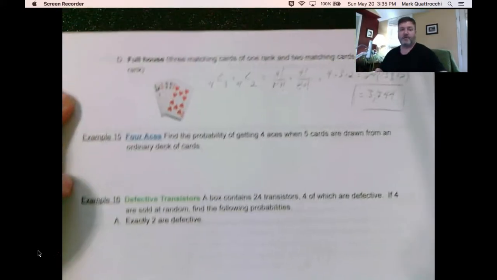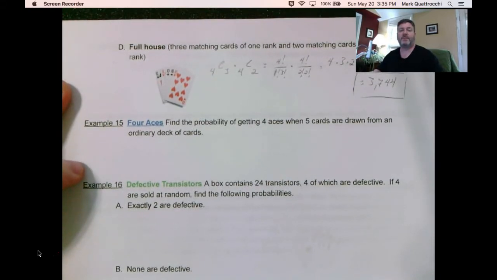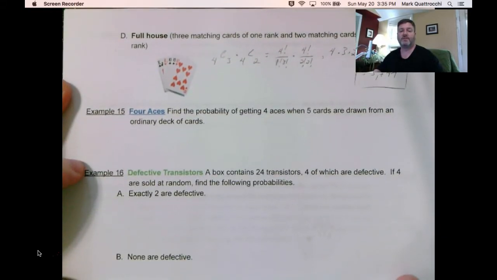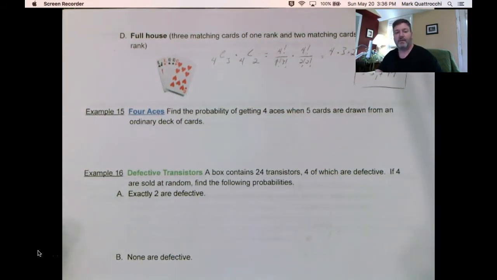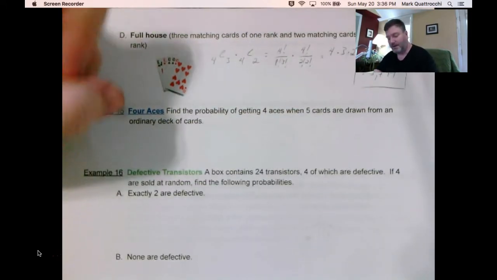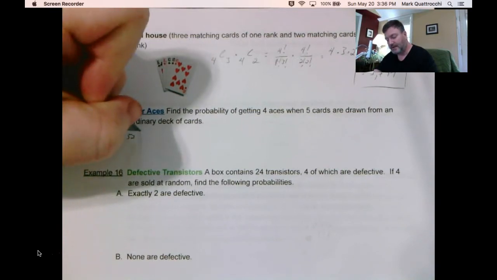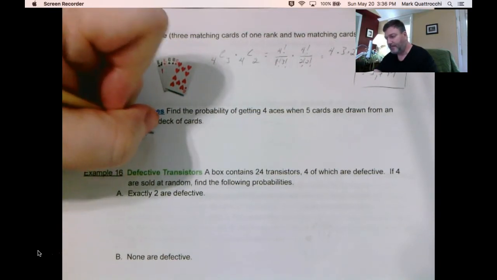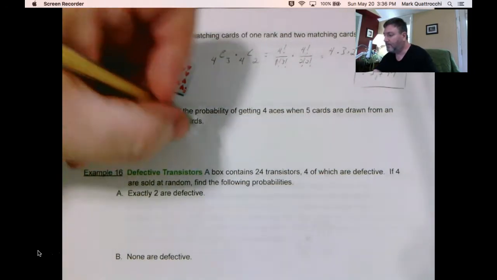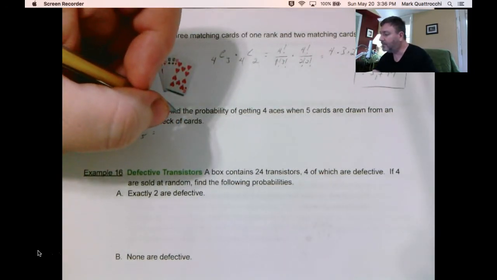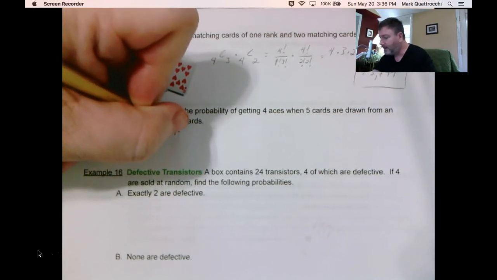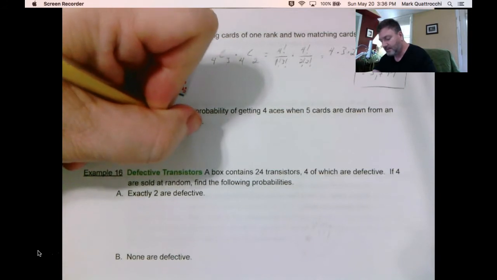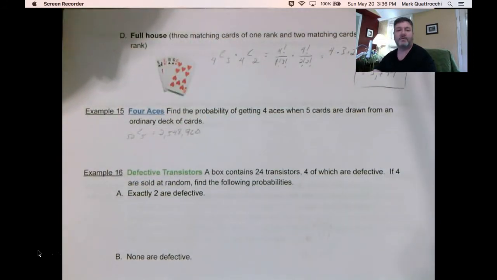Okay. Find the probability of getting 4 aces when 5 cards are drawn from an ordinary deck of cards. So there are how many possible ways of getting 5 cards? Well, there are 52 cards in the deck. We're choosing 5 of them. And when we do this out, that is a large number. In fact, let's write it. 2,598,960 possible 5-card hands.